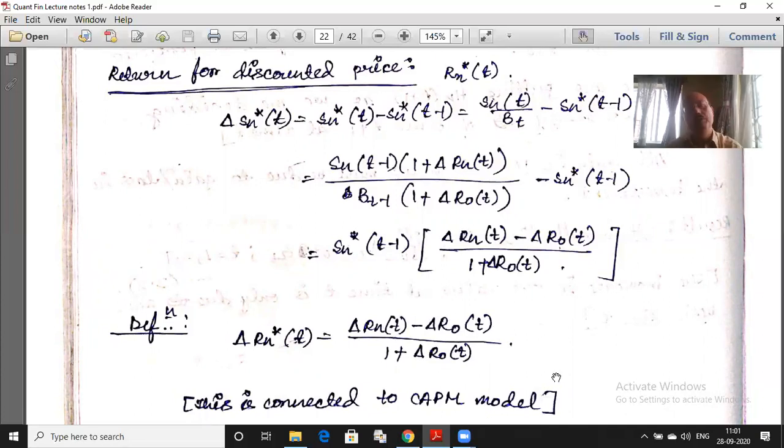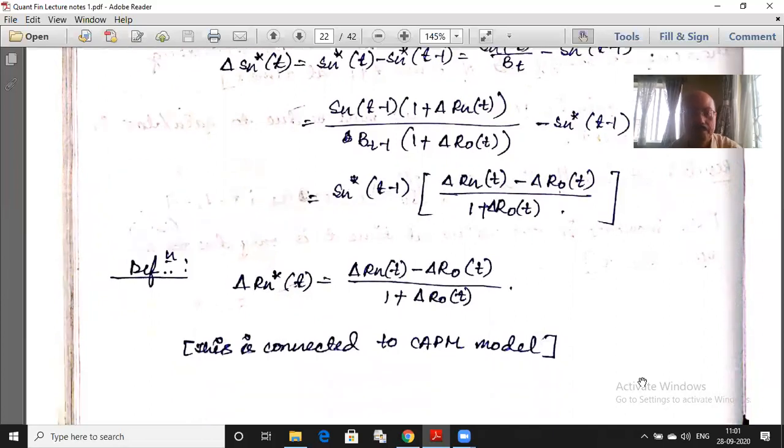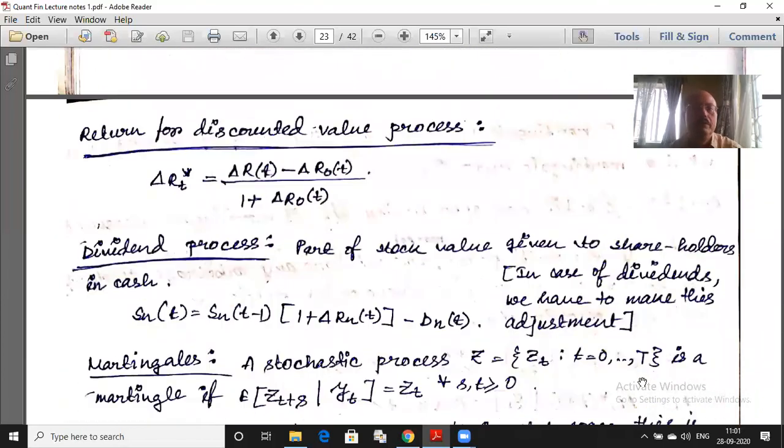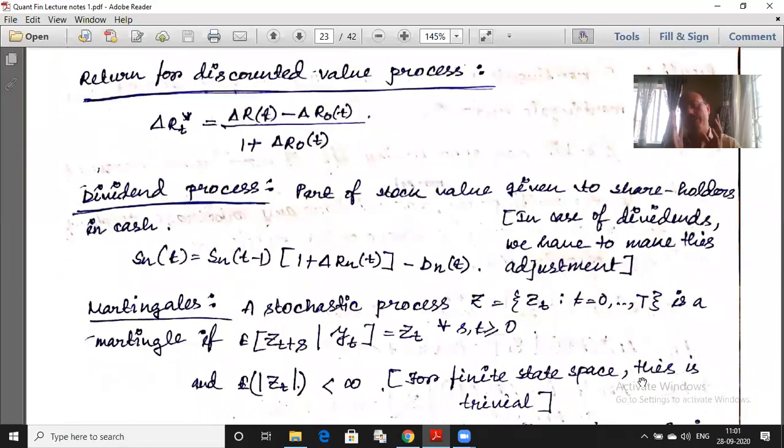And of course, we are going to connect it to our CAPM model, because this is going to go back to the CAPM model again. But let me first finish with a few other definitions. So the return that we are going to consider is this one, but there is something new that I need to introduce at this stage, which was not relevant for a one single period market, but relevant now, which is called a dividend process. So what is a dividend process?